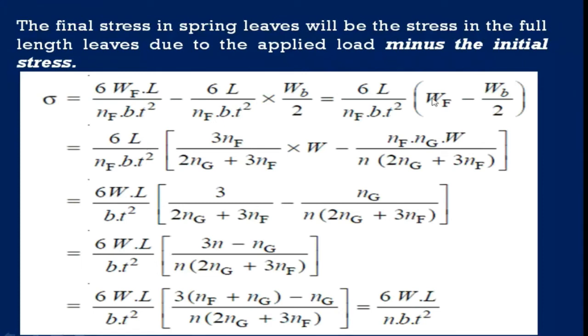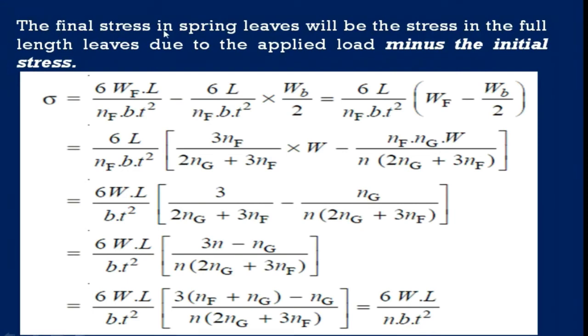Okay, so you know the equation for WF in terms of W. Similarly, you know the equation for WB in terms of W, and substitute these two values. Finally, you simplify the equation 6WL by BT square. So you will get the equation in terms of 6WL by N BT square. So this is the final stress in full length leaves. Then what about the final stress in graduated leaves? It is equal to this.